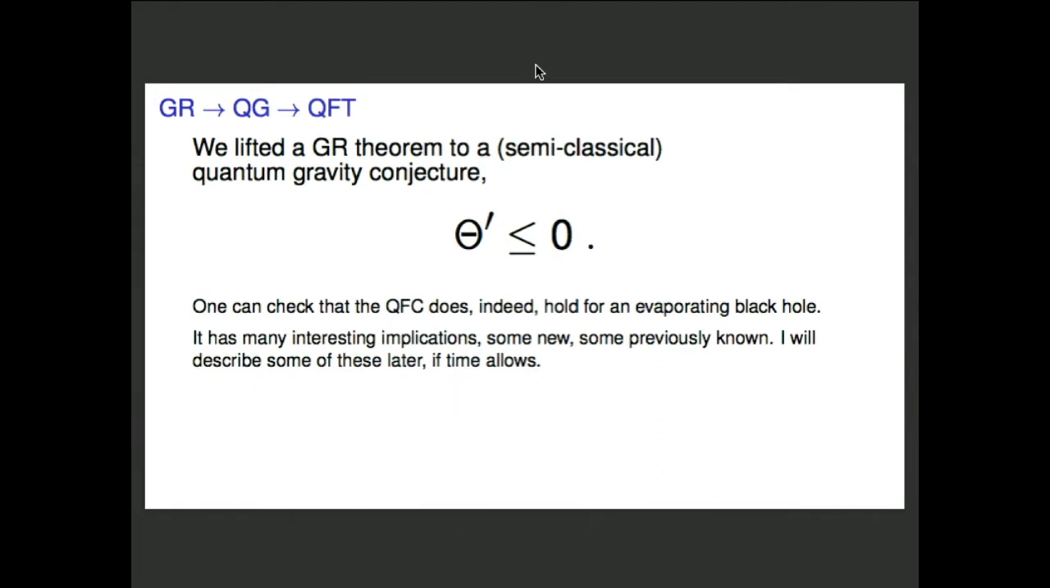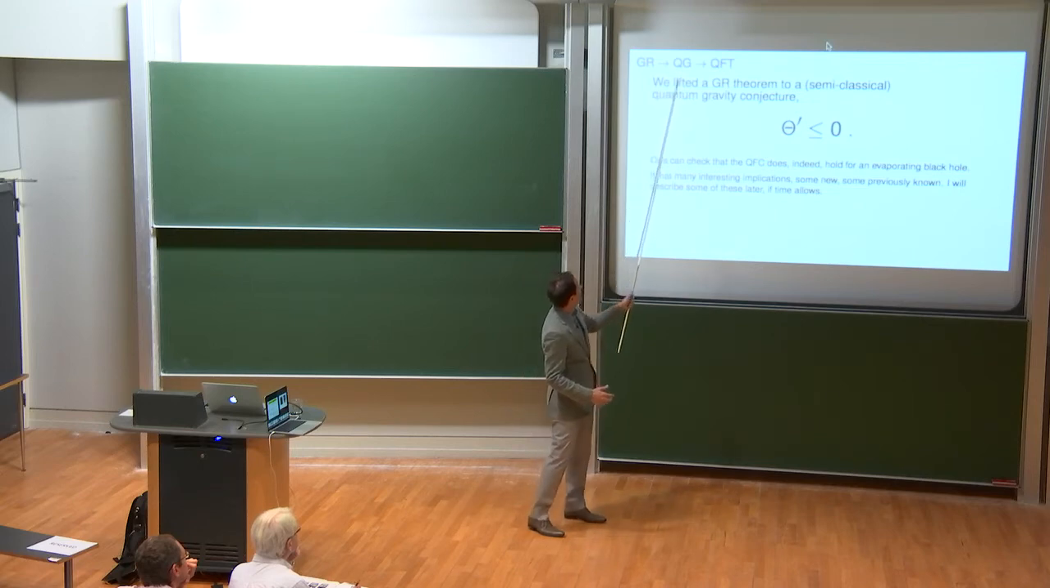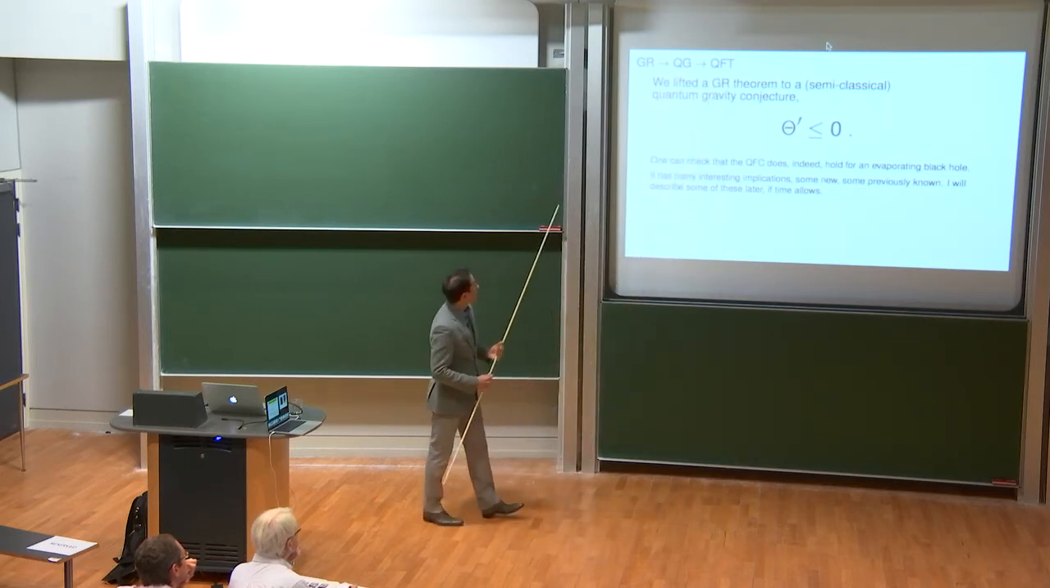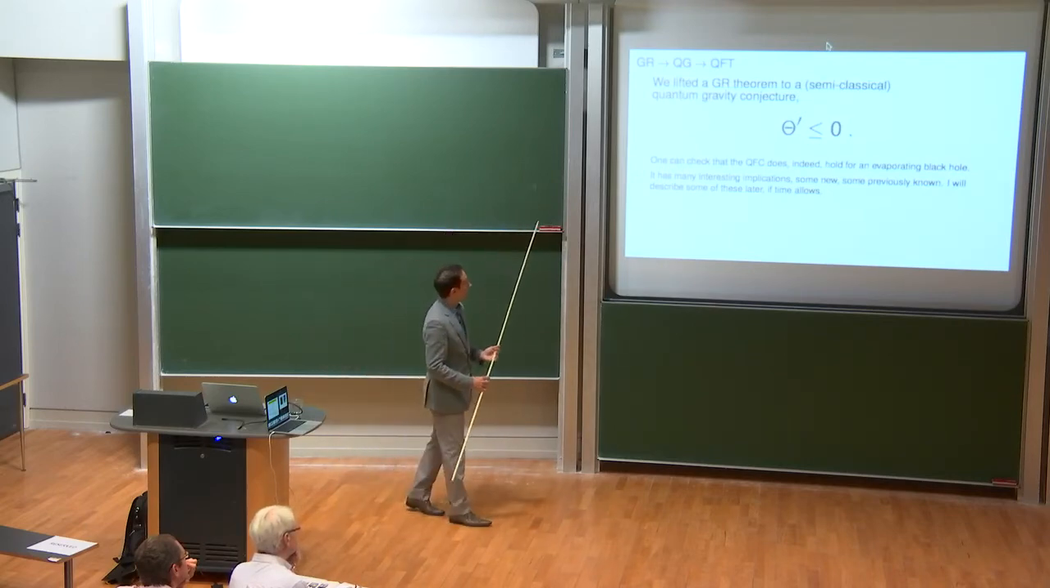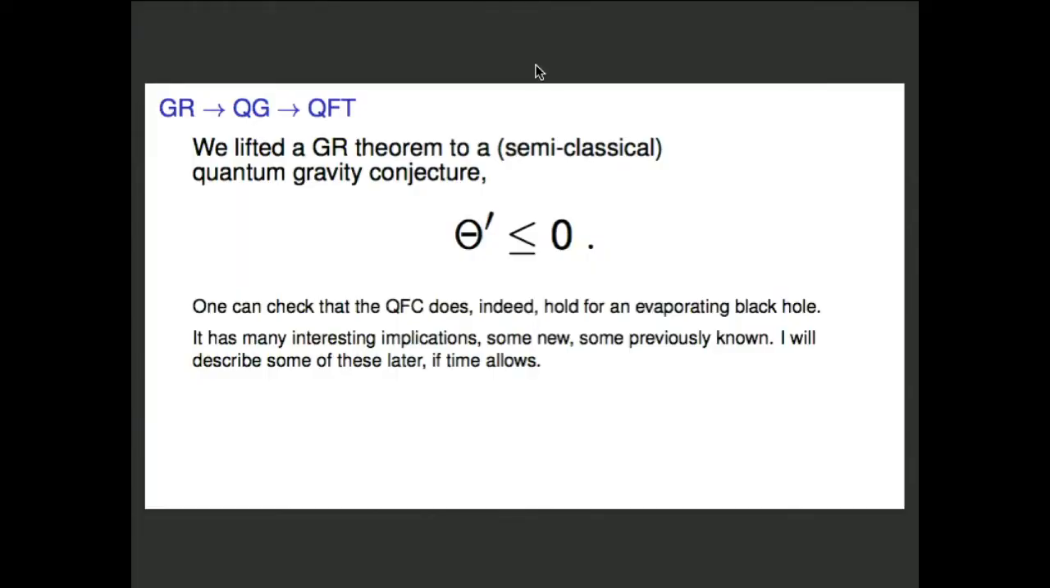All right, so just to repeat, to connect this with what I said earlier in my alternative history of how Hawking discovered the second law of thermodynamics, the idea is the same here. We started with a GR theorem. We lifted it up to some kind of semi-classical quantum gravity statement. Now the next step is to get rid of the gravity part and learn something about quantum field theory.